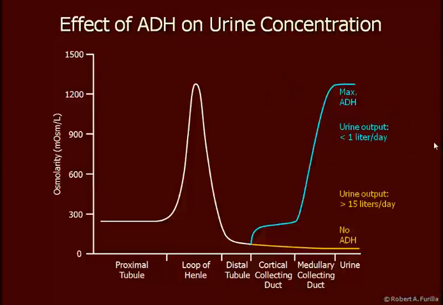And in this situation, we could urinate far less than 1 liter per day. In fact, half a liter is not uncommon. And to put that into English units, a half a liter would be about a pint per day.